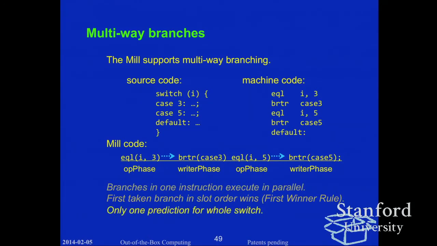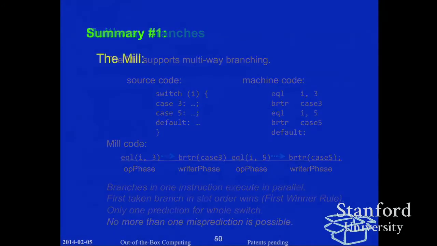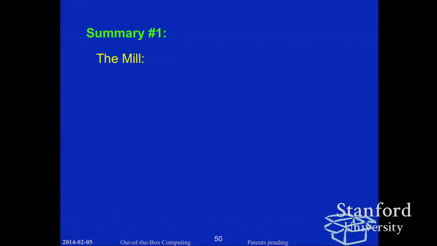There is only one prediction for the whole switch. The mill predicts exits rather than branches, and that has been thoroughly covered in a talk called Prediction that you will find in your homework assignment. No more than one mispredict is possible. By the time we come back having discovered that we were wrong, we now have got the correct value and only we will in fact take the correct branch. So, in brief summary, you can do intra-instruction data flow.